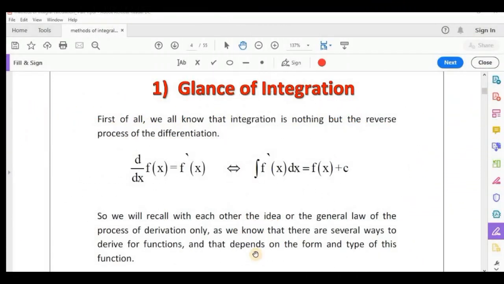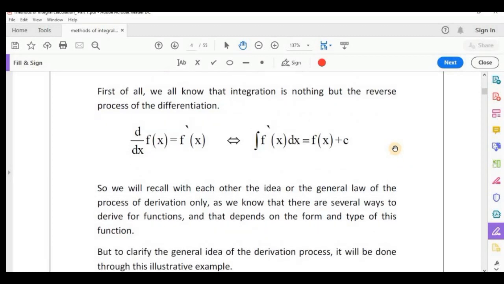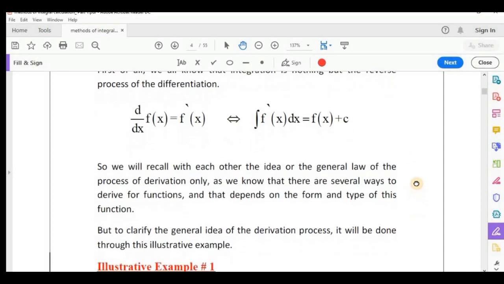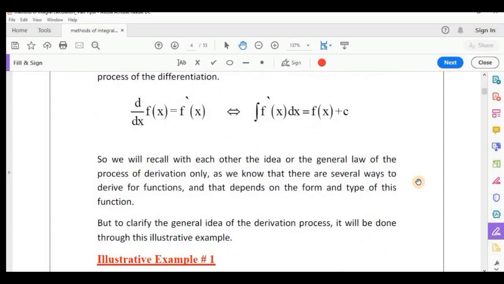First of all, we all know that integration is nothing but the reverse process of differentiation. So, we will recall together the general law of the process of derivation. As we know, there are several ways to differentiate a function, and that depends on the form and the type of the function. But to clarify the general idea, let's see this example.